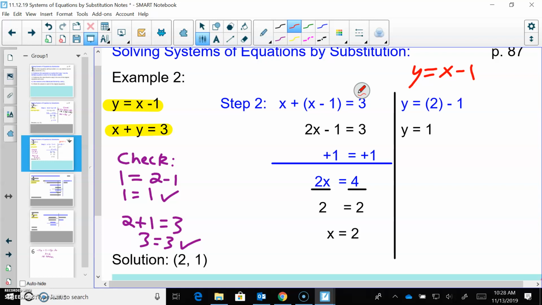So then you write your solution out. You have both your x and your y. So as an ordered pair, x always comes first, so that's why the 2 is listed first in that ordered pair.